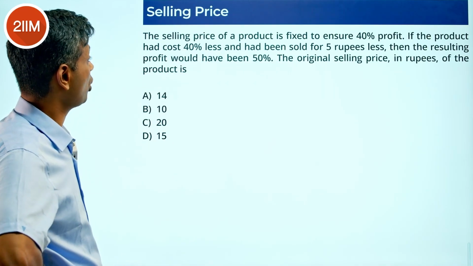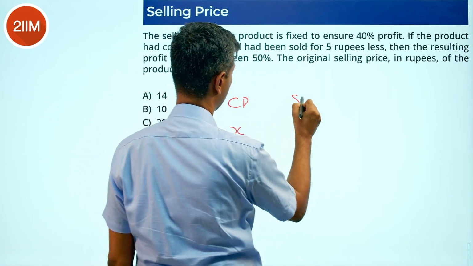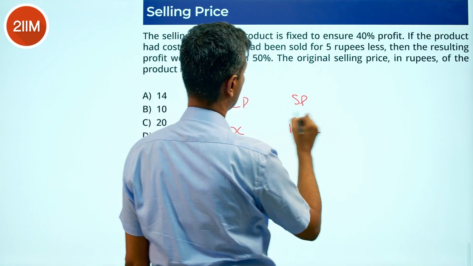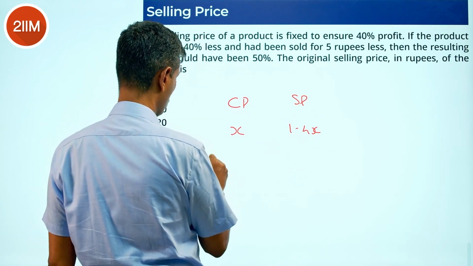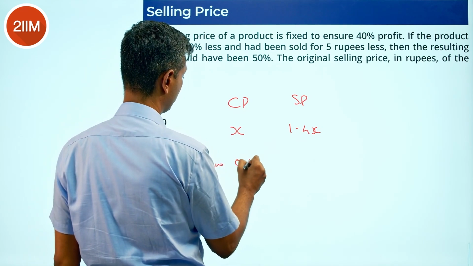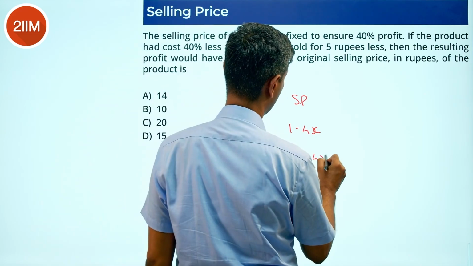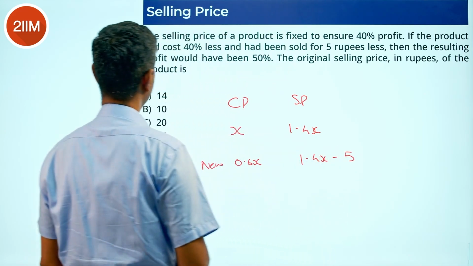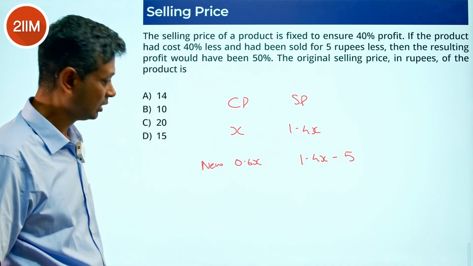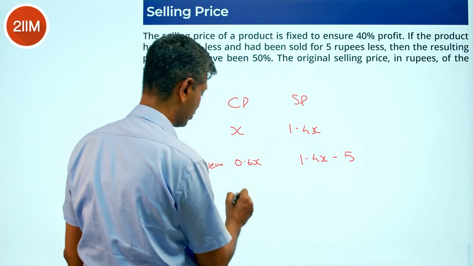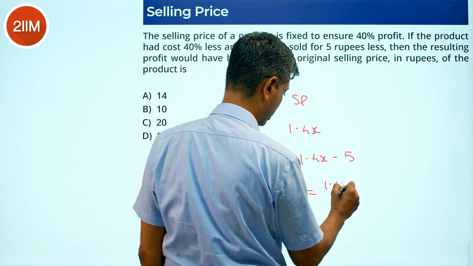The selling price of a product is fixed to ensure 40% profit. So if cost price were X, selling price would be 1.4X. The product had cost 40% less. So new cost price is 0.6X and had been sold for 5 rupees less, 1.4X minus 5. Then the resulting profit would have been 50%. 50% profit margin. So 0.6X into 3 by 2 is 1.4X minus 5.